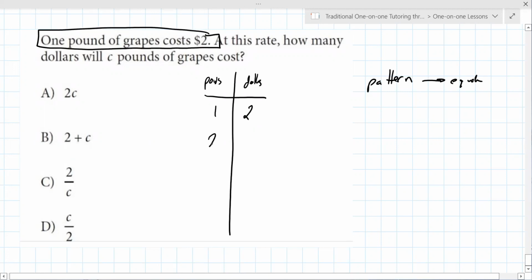So if you buy 2 pounds of grapes, how much will that cost? $4. Okay, and 3 pounds? $6. So what is the pattern?